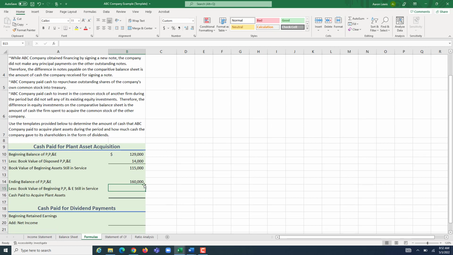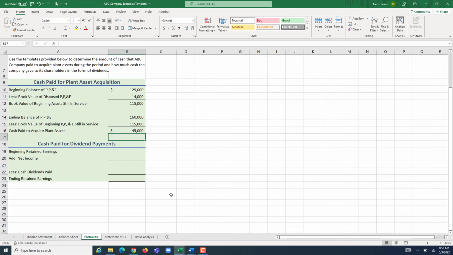So the question here is, if we have right now $160,000 worth of PP&E, and we know that $115,000 of that is from our beginning PP&E, stuff that we had before that is still in service, how much must we have paid additionally to acquire additional plant assets during the period? And all you need to do here is subtract out what you began with that is still in service from what you ended up with, and it gives you the amount of cash that you must have paid to acquire plant assets. So ABC Company must have paid $45,000 during the period to buy equipment or to do renovations to their building or whatever it was. They paid $45,000 to acquire or upgrade plant assets.